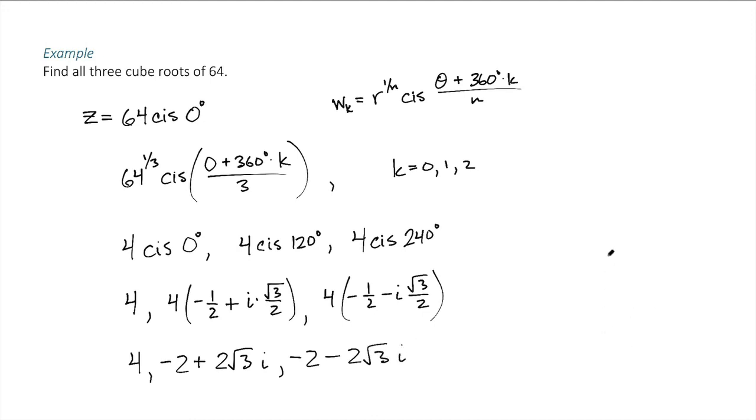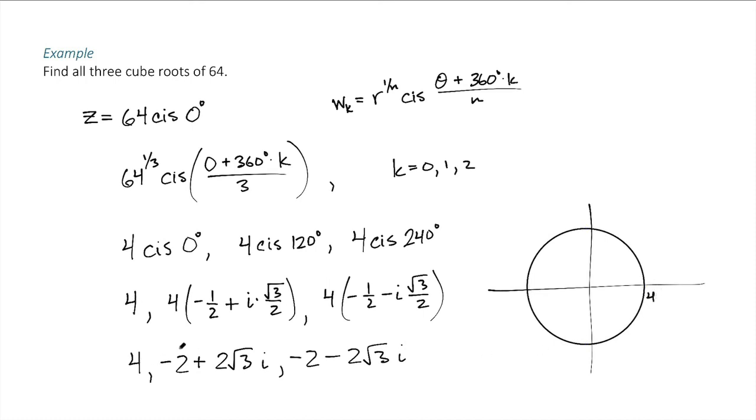And I'm going to go ahead and just plot these so that we can see them. If I have a circle of radius 4, okay, I've got 4. This has the same magnitude. We see 4 cis of 120. 120 is right here. And then 4 cis of 240, that's down here. Okay, so these are our 3 roots. And you can see that those 3 roots are all equidistant around this circle of radius 4. And that's always the case with our nth roots of a complex number.